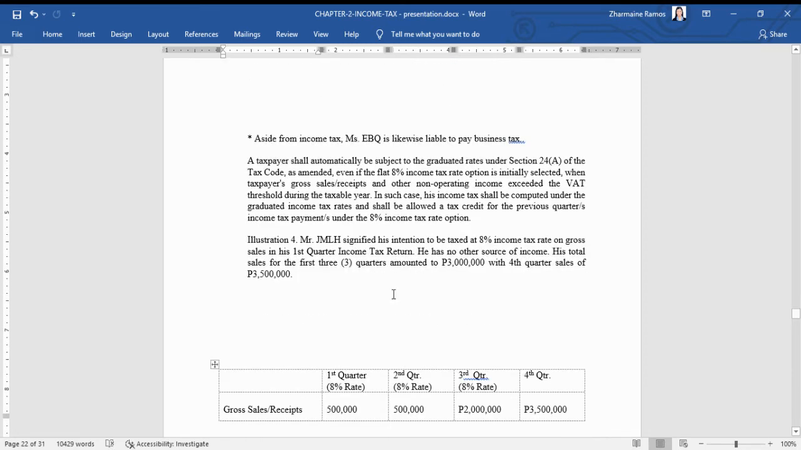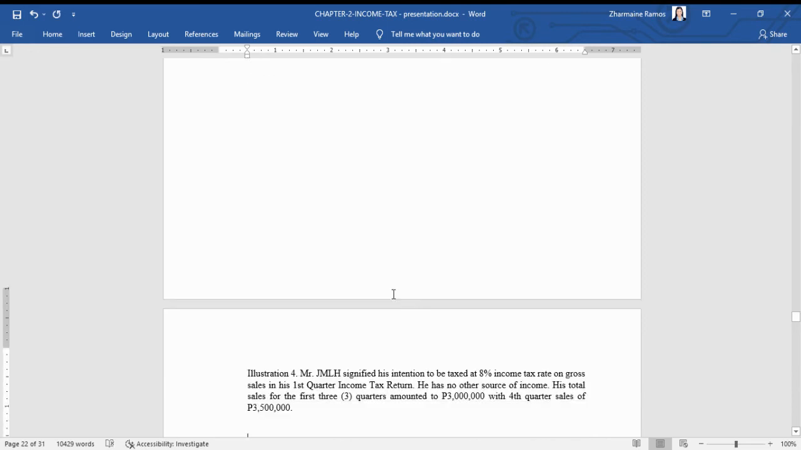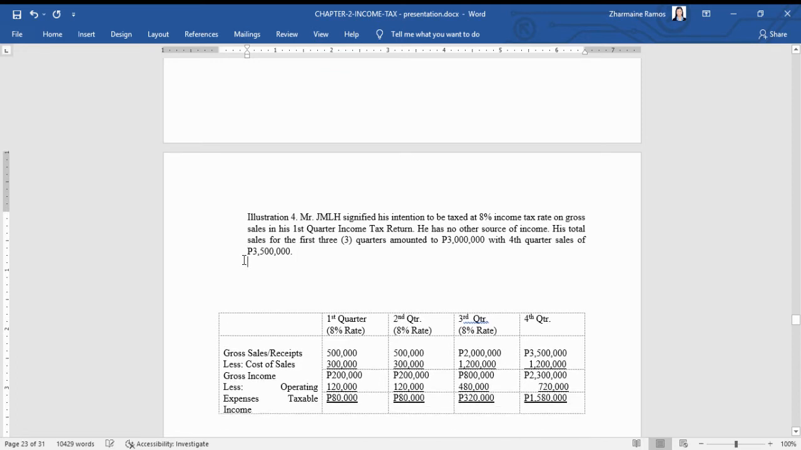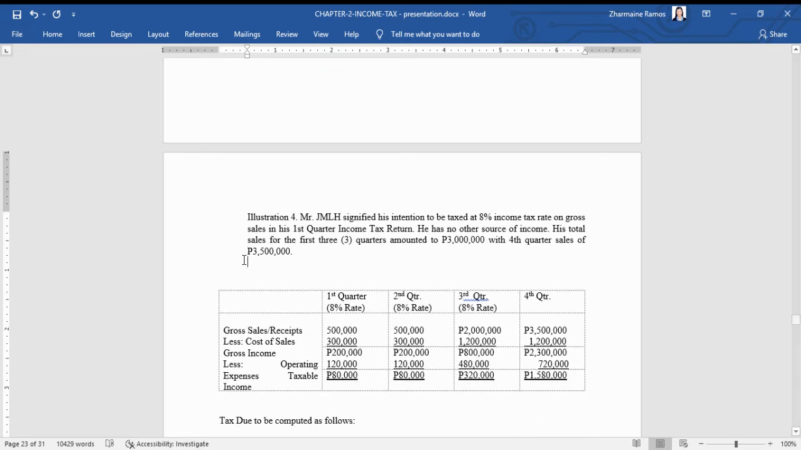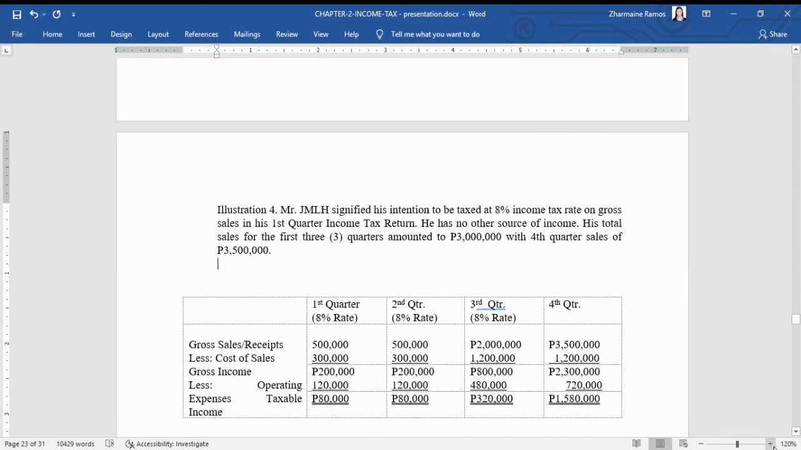Illustration 4. Mr. JMLH signified his intention to be taxed at 8% income tax rate on gross sales in his first quarter income tax return. He has no other source of income. His total sales for the first 3 quarters amounted to 3 million with fourth quarter sales of 3,500,000. So, nag-exceed ka na dun sa 3 million na VAT threshold.